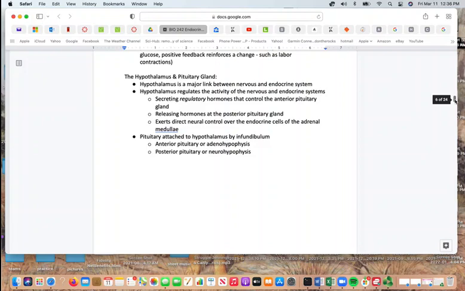The hypothalamus is going to do a lot of the regulation of the nervous and endocrine systems. It will secrete regulatory hormones that will control the anterior pituitary gland. The anterior pituitary gland is sometimes referred to as the master gland, but the hypothalamus is the master's master. So it will release hormones from the posterior pituitary gland as well. And then it can have direct neural control over some of the endocrine cells in your adrenal medulla.